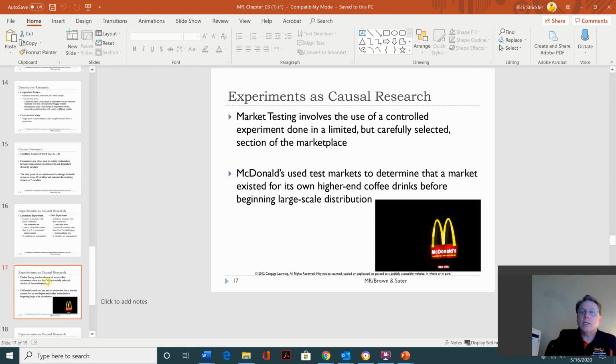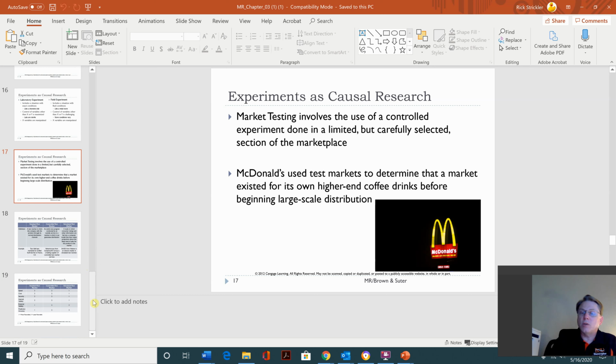Experiments as causal research: market testing involves the use of a controlled experiment done in a limited but carefully selected section of the marketplace. McDonald's used test markets to determine that a market exists for its own higher end coffee drinks before beginning large scale distribution, because it's a lot cheaper to do it on small test markets and figure out that it's not successful than to do it nationwide or globally and then figure out it's not successful and you just lost 10, 20, 100 times the money as opposed to the test market.